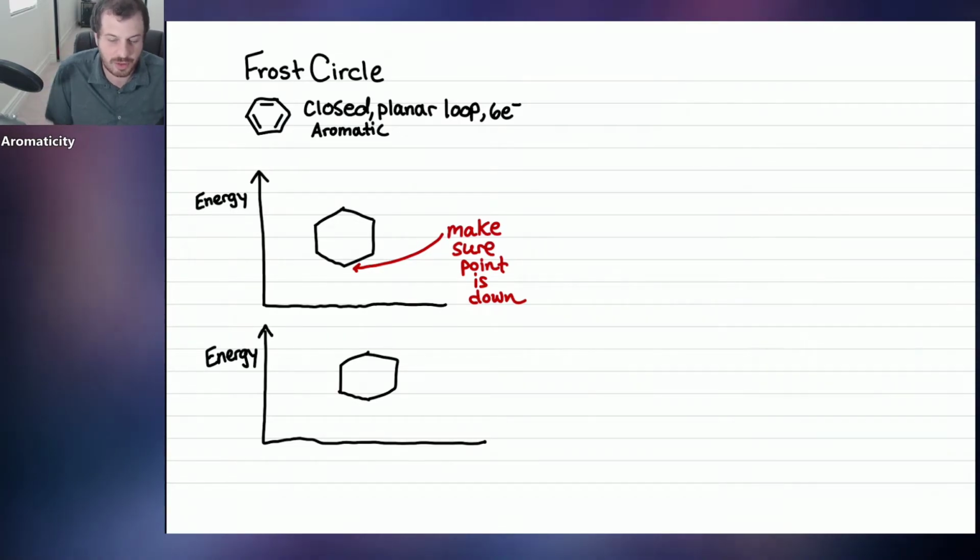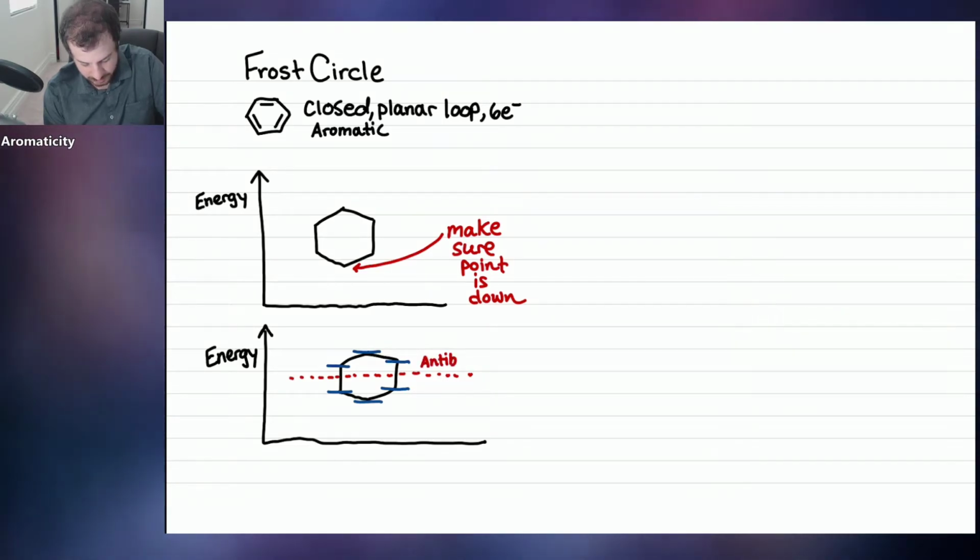Now create an energy level of an orbital at every point. So we'll make an energy level here, 2 energy levels here, 2 energy levels here, and 1 energy level here. Do you see what we did there? For every point on our shape, we created an orbital level. Then draw a dotted line splitting it right down the middle. Just like we saw in the conjugation chapter, everything above this line is anti-bonding, and everything below it is bonding.